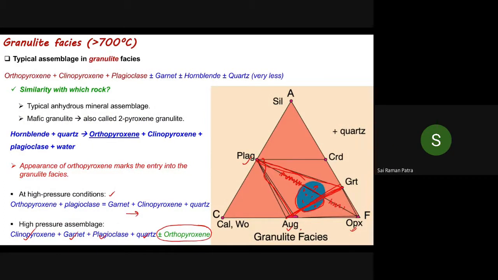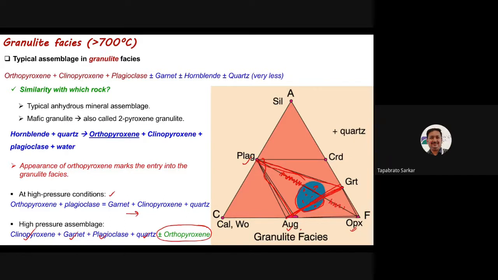And sir, which tie line will remain present in this ACF diagram? Okay, I think one by one. Sai Raman Patra, go ahead. Yes, sir. I am asking which tie line will remain present and which new one will be formed. Does that depend on the stability or something else?